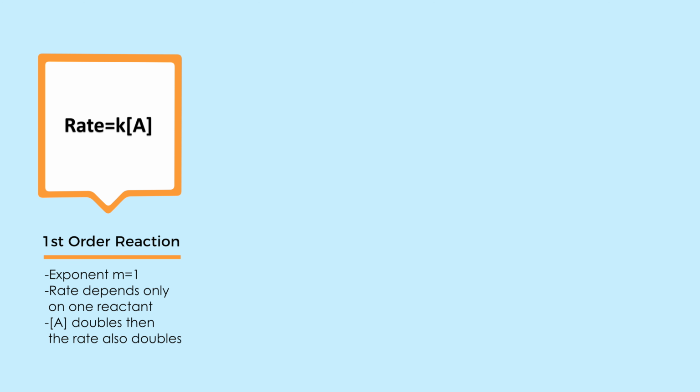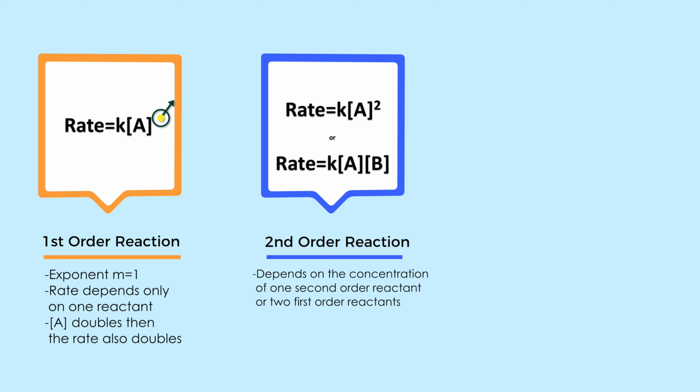Rate is equal to the rate constant times the concentration of A to the first power. You do not need to write the exponent 1 because it is assumed if not written. In the case of second order reaction, the rate depends on the concentration of 1 second order reactant or 2 first order reactants. Remember, previously I mentioned that the overall rate order is equal to the sum of all the reaction orders. Examples of second order rate laws are as follows. Rate is equal to the rate constant times the concentration of A squared, or the rate is equal to the rate constant times the concentration of A times the concentration of B. In this second case, I did not include the exponent 1 because it is automatically assumed.